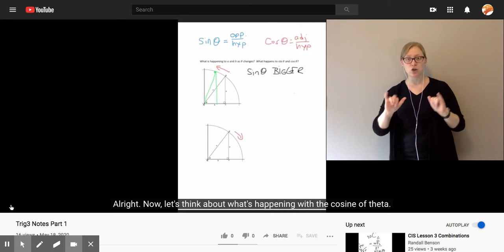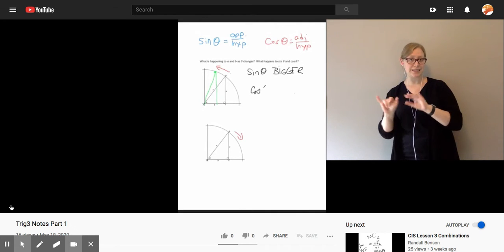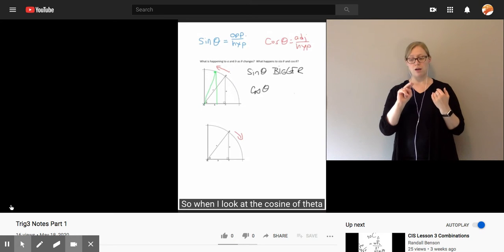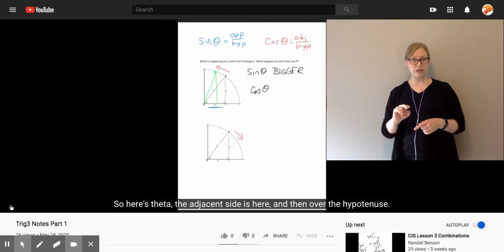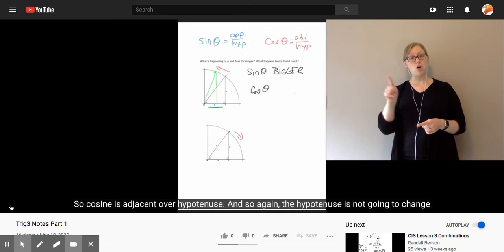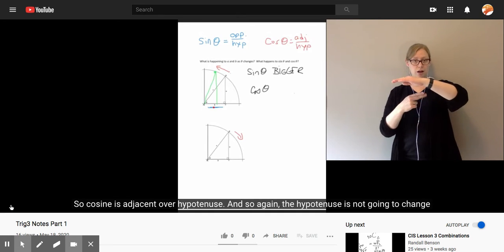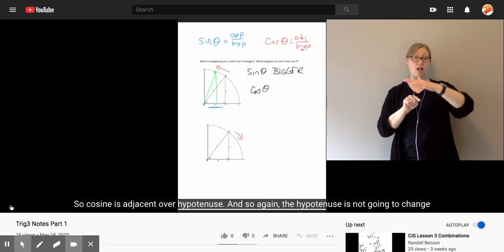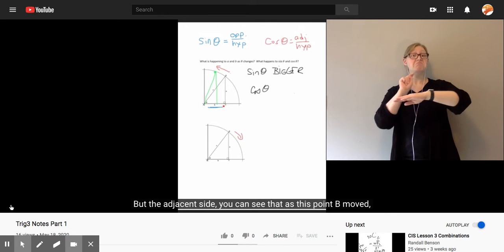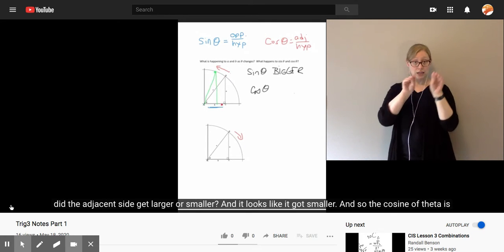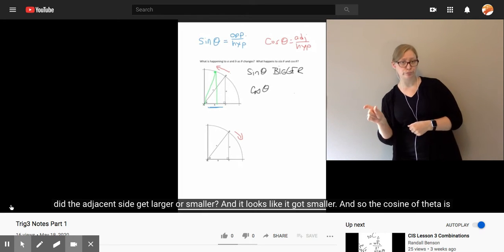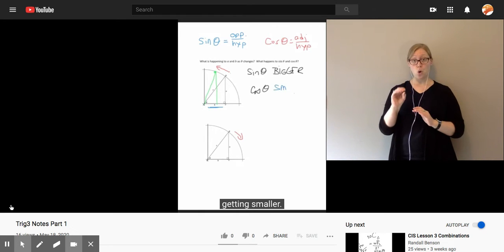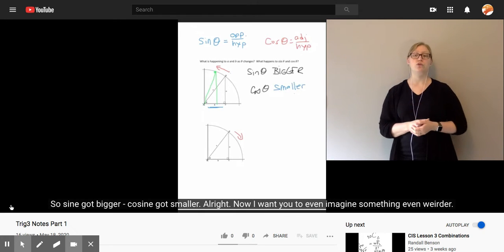All right, now let's think about what's happening with the cosine of theta. So when I look at the cosine of theta, the cosine is going to be the adjacent side. So here's theta. The adjacent side is here, and then over the hypotenuse. So cosine is adjacent over hypotenuse. And so, again, the hypotenuse is not going to change. But the adjacent side, you can see that as this point B moved, did the adjacent side get larger or smaller? And it looks like it got smaller. And so the cosine of theta is getting smaller. So sine got bigger, cosine got smaller.